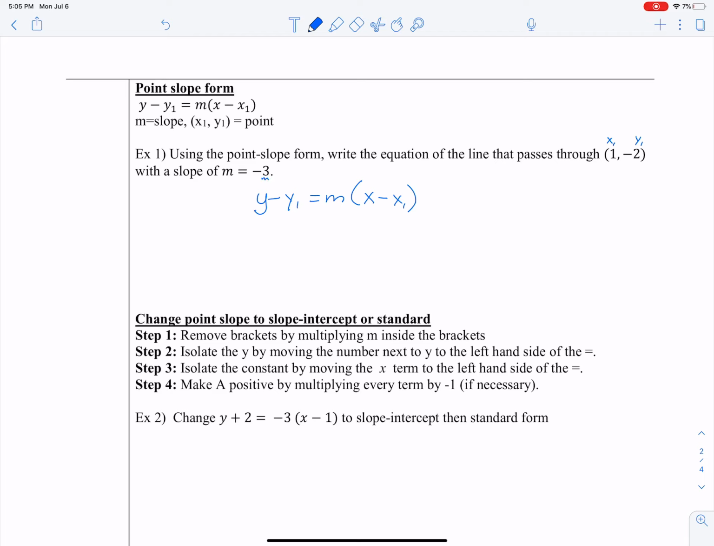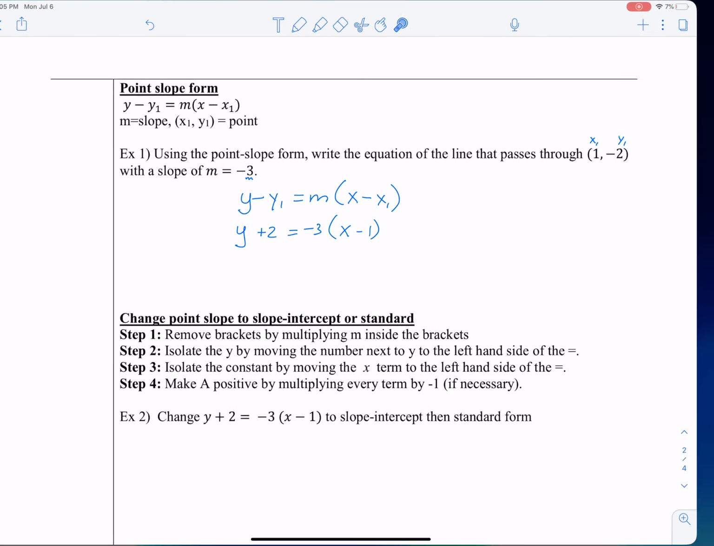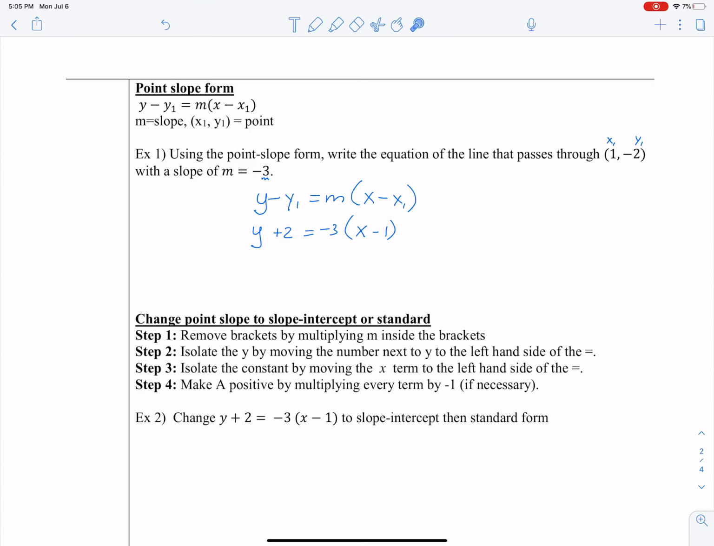So now we'll just replace the information. So our y1 is negative 2. But this is also a negative. So negative 2 gives us a positive 2. Our m is negative 3. And then here we have minus 1 because this was 1. Okay, so that's it for this kind of a question. You only have to put the information that you know into the formula and you're done.